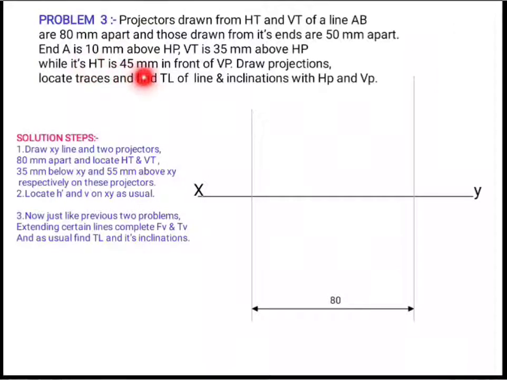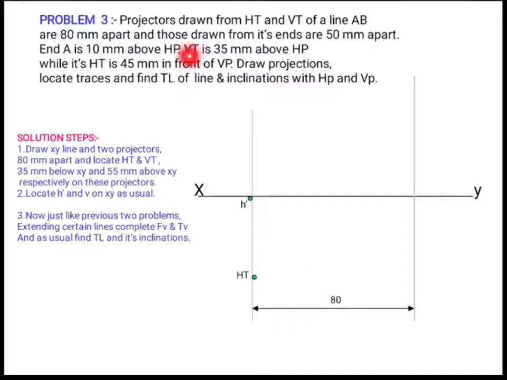Now the position of the horizontal trace is given as 45 millimeter in front of the vertical plane. So I am marking the horizontal trace which is 45 millimeter below the XY line. If the horizontal trace is on this line, H dash will obviously be on the XY line. So I can mark this point as H dash. Now we can mark the location of VT on this vertical projector, which is 35 millimeter above the horizontal plane. So I am marking 35 millimeter above the XY line and marking that point as vertical trace VT.